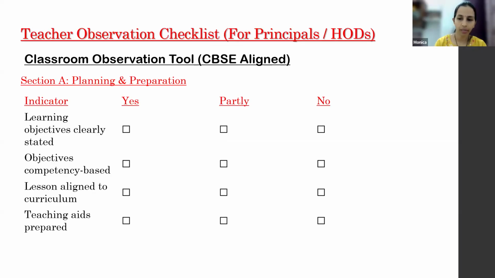Okay. Then this is for the principals, HODs, coordinators: the class observation tool. I hope you are all using this. This is like a rubric system where you can use the indicators to plan and check the preparation of the teachers. Here, are the lesson objectives clearly stated by the teacher, do the objectives have competency-based questions, are they aligned with the curriculum or going away from the topic, were the teaching aids prepared, are the resources used well. All these indicators you can plan in the rubrics and you can go to the classroom.